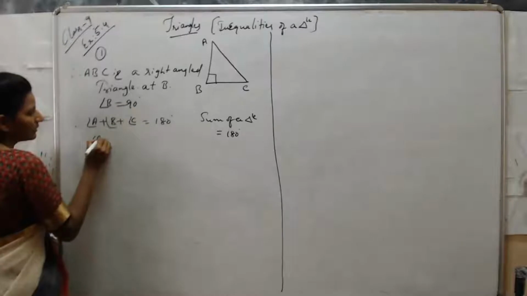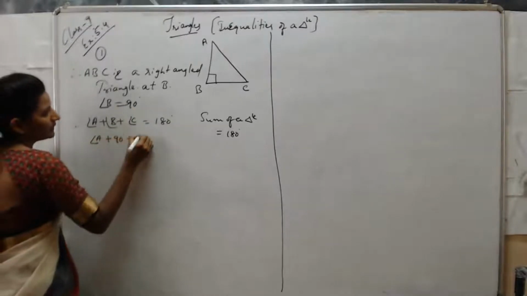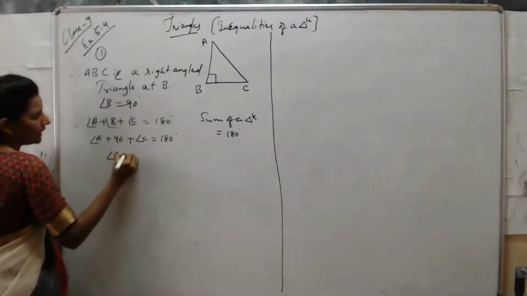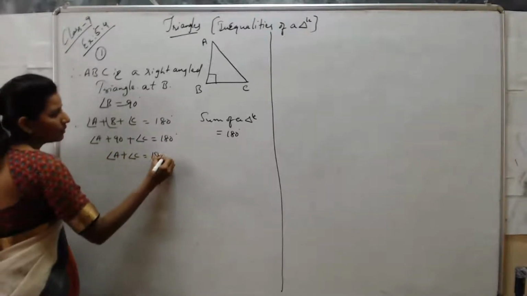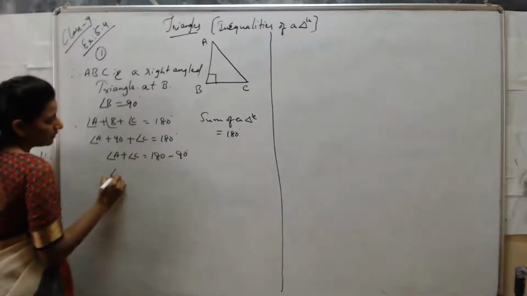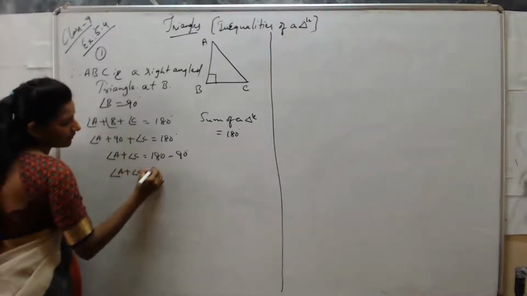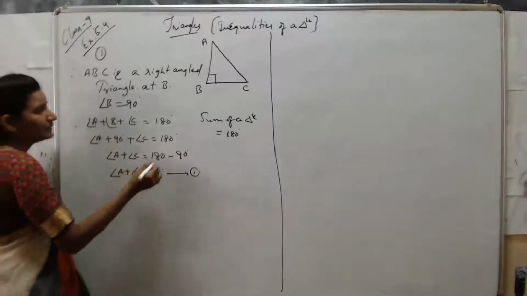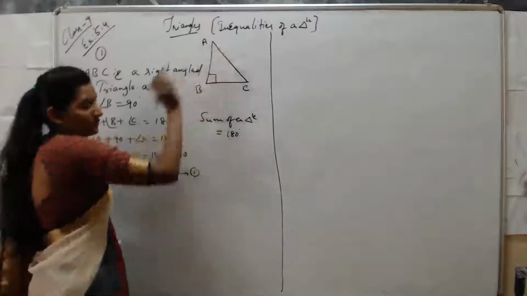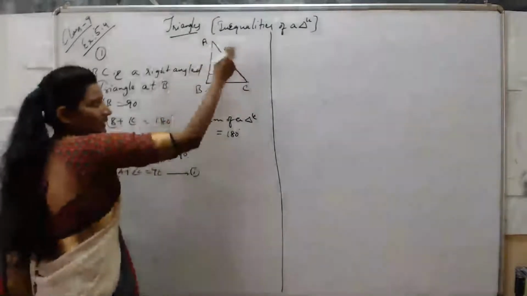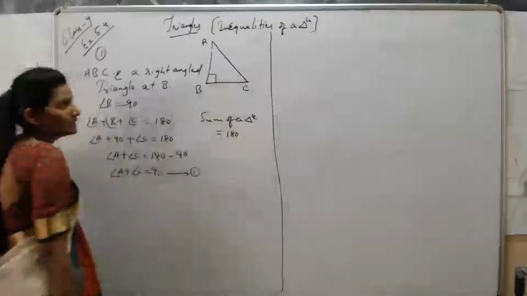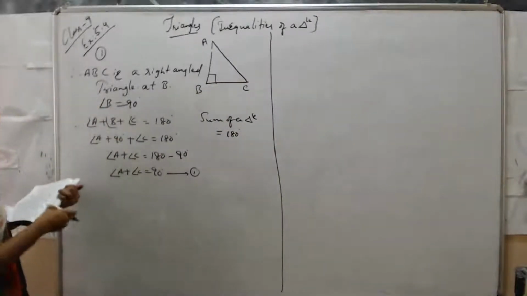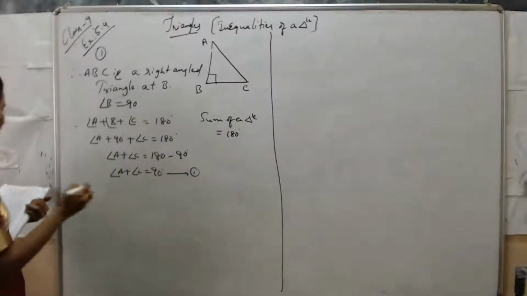What is B here? 90 plus C, we don't know. Therefore, A plus C is equal to 180 minus 90. What is A plus C? 90 degrees. Take this as equation 1. Means if this is 90, 180 minus 90 is the remaining A plus C. Got this? Okay.